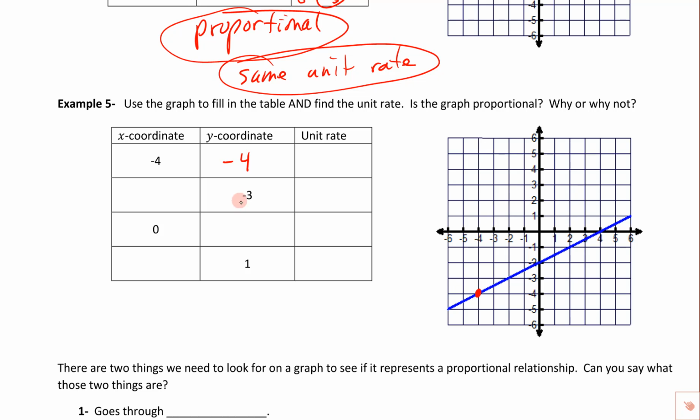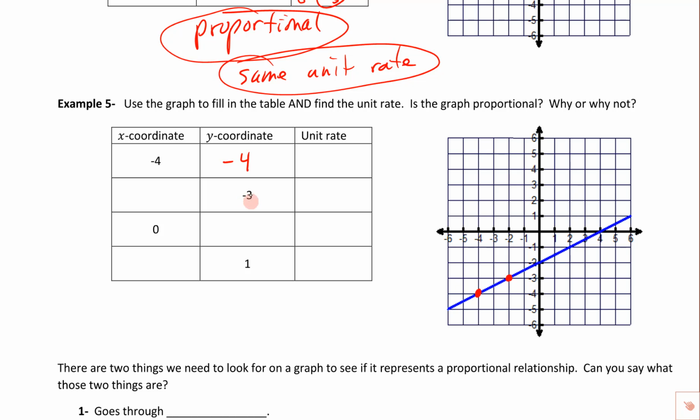Okay, now on this one it gives us the y coordinate of -3. So on this one we're going to go on the y-axis to -3. So we're going to go down 3, and then since we already went up or down, now we have to go right or left to find where we are on the line. So we're going to go over right here. So it's the point right there.